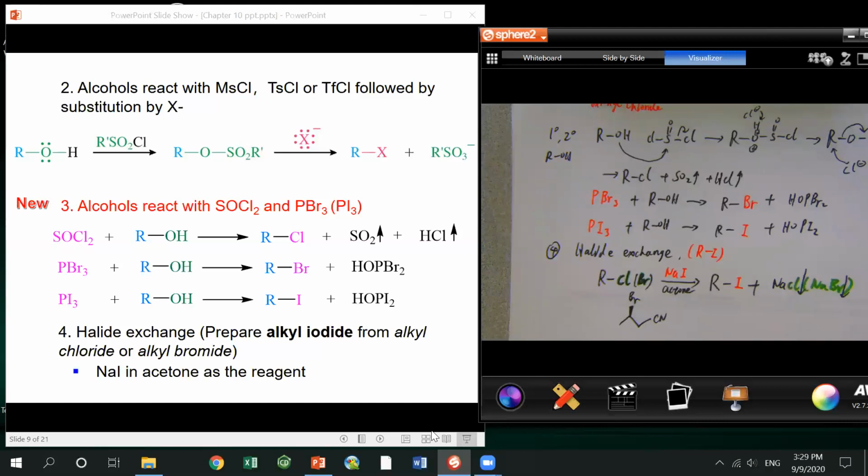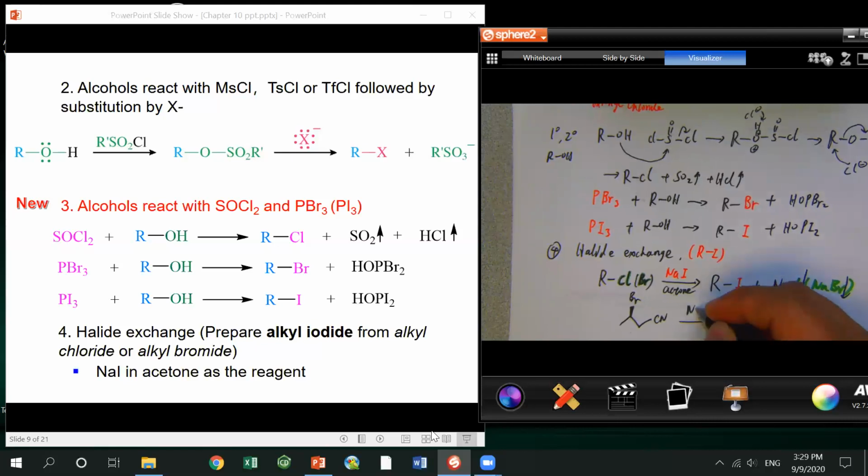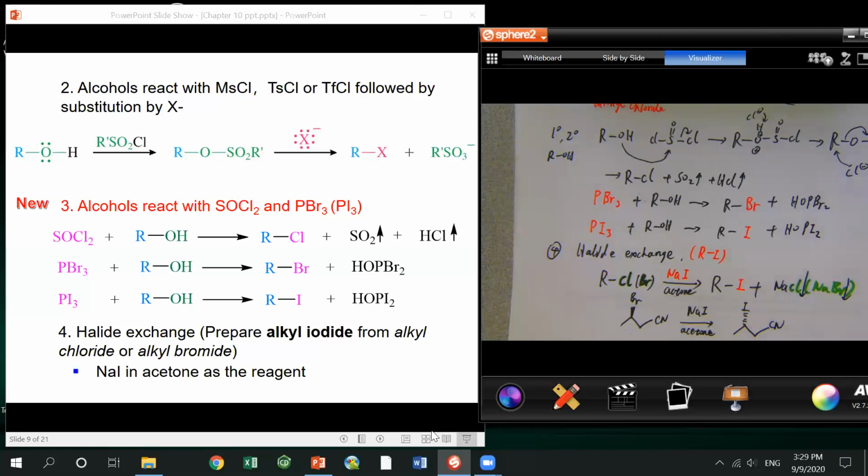So we have this bromide, and then we react it with sodium iodide in acetone. Once your reaction is done, keep in mind that's the SN2 reaction, so you get the iodide. The wedge line becomes a dash line. Normally you don't need to draw the inorganic compound, but if you want to draw it, that's sodium bromide precipitating out.